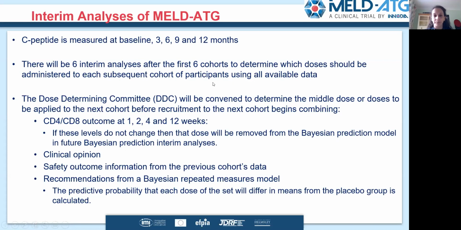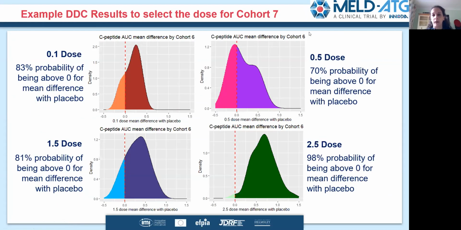So let's say that the study has been going on for a little bit, and we're about to select our final dose to be carried over for cohort 7. So the dose determining committee will come together, and one of the pieces of data that I will show them will be the mean difference in C-peptide with placebo. And obviously we want a difference that is greater than 0.